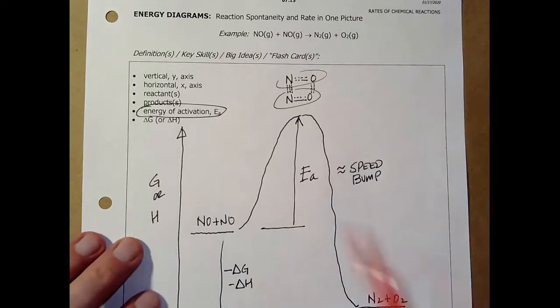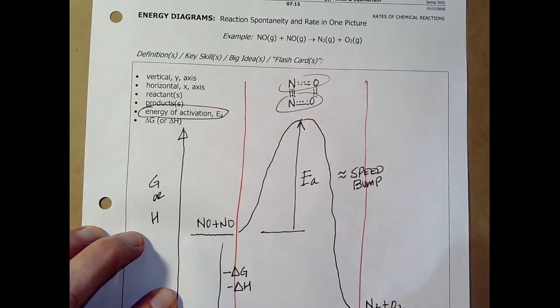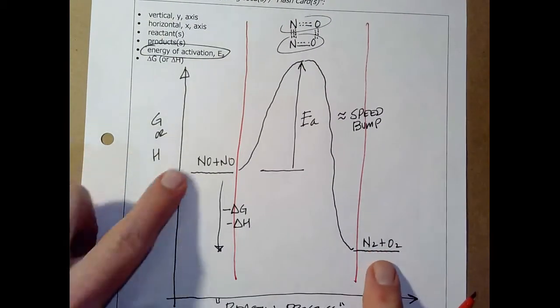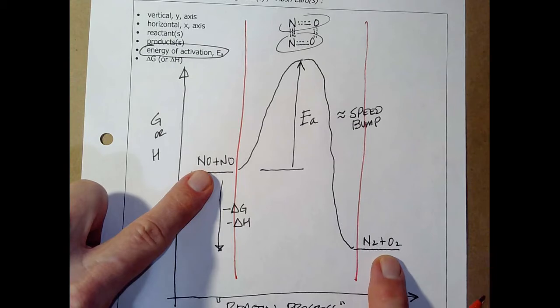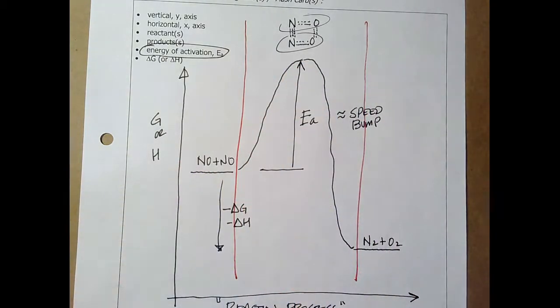And these are completely independent. This means a reaction is spontaneous or favorable. It wants to happen. This in between tells me how fast it's going to happen. And we can draw a bunch of pictures on page 7.16.